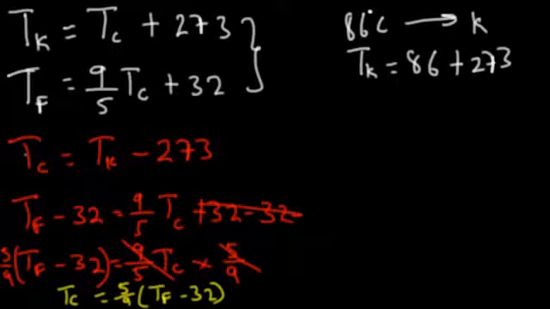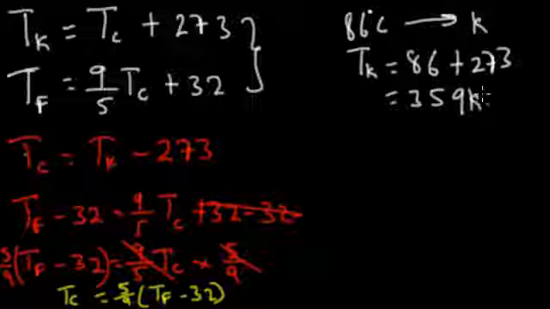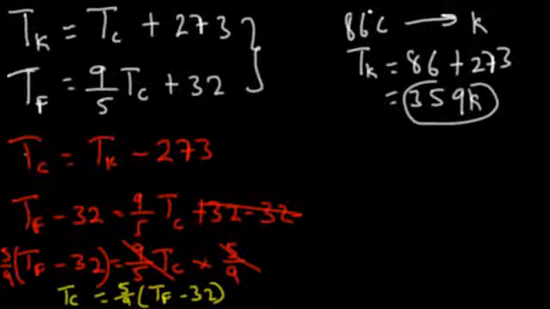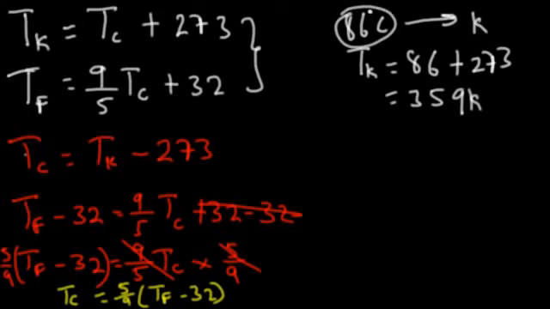Let me use my calculator for that. 86 plus 273. So I got 359. And hence I have my temperature in Kelvin. The unit of Kelvin is just K. It's not degree Kelvin. It's only Celsius and Fahrenheit that are measured in degrees. Are we together? Perfect. On to example number 2.